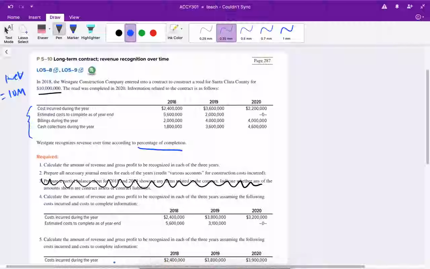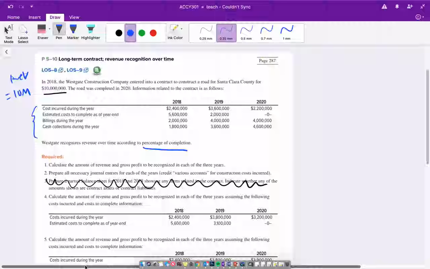So percentage of completion just means we'll be calculating how much revenue is allocated to each year, depending on how complete the project is, or how many costs have been incurred to date compared with how many costs there will be total.